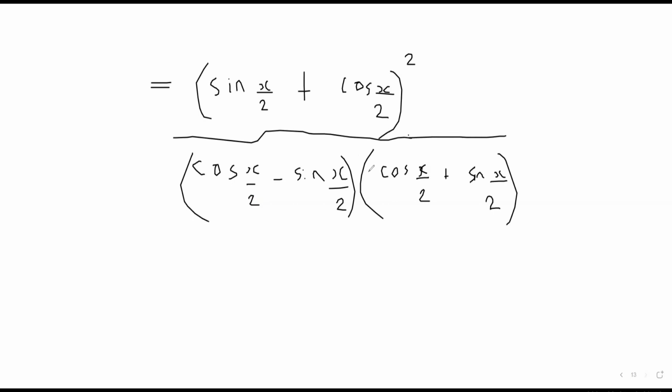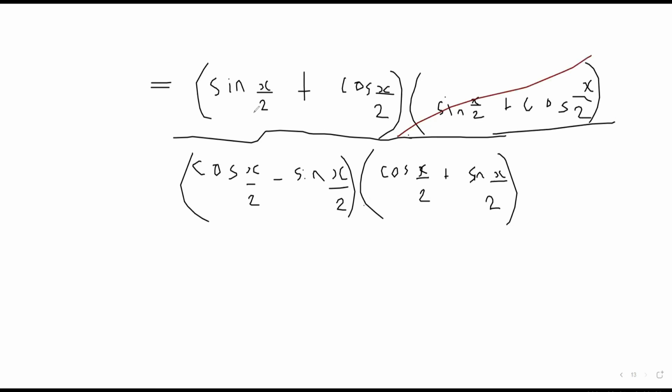Now look at this in the numerator. If you square in the numerator, instead of writing the square, I could have actually put it times itself, the sine of x over 2 plus the cos of x over 2. Then that will now cancel with one of them from the denominator. So this is going to cancel this, and we're going to be left with this plus this over this minus this.